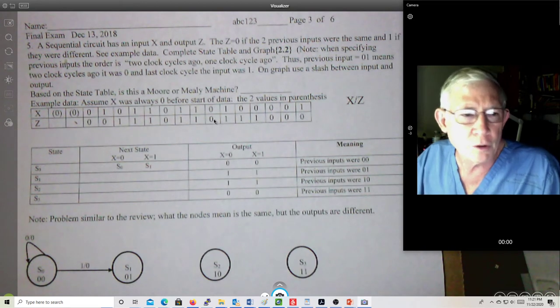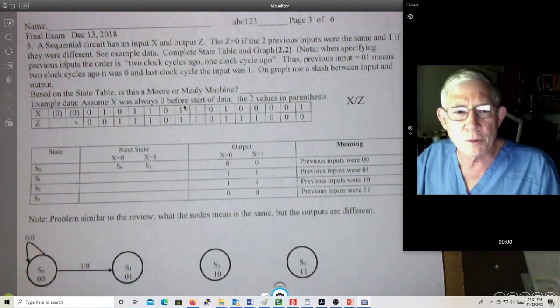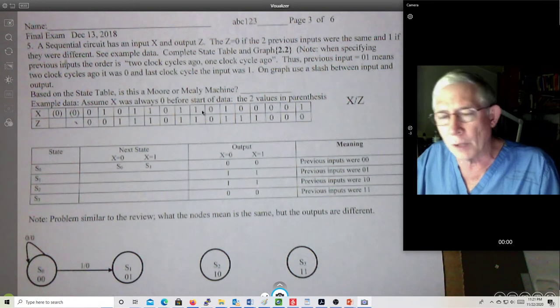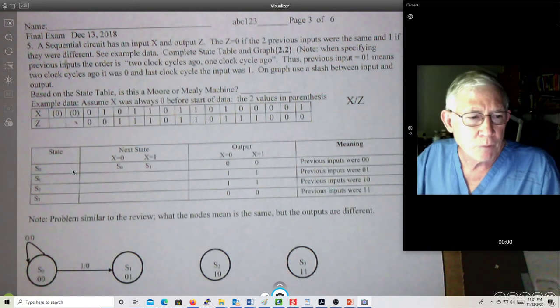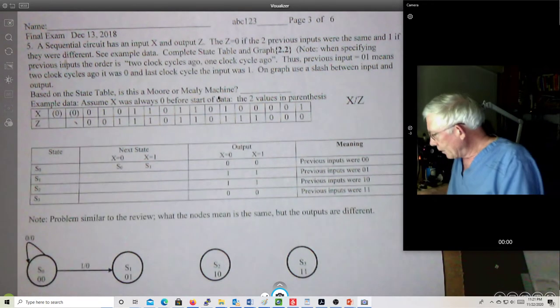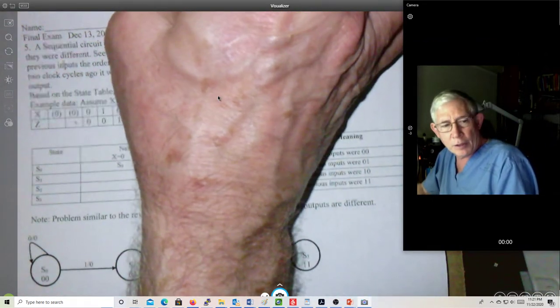So if you want, you can think of it this way. When the two previous inputs are the same, we output a 0. Otherwise, we output a 1. All right, so we're going to start in S0. Now, if we do the graph, which is kind of the thing we want to think about here.